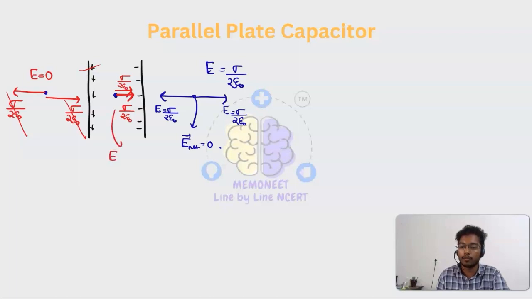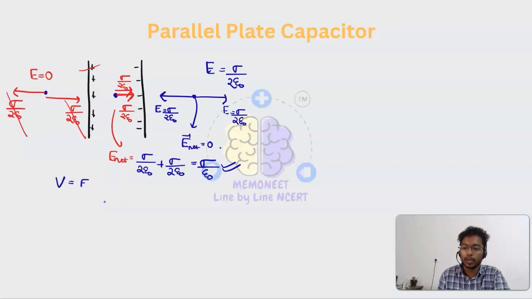So the net electric field E net will be sigma upon 2 epsilon naught plus sigma upon 2 epsilon naught, which equals sigma upon epsilon naught. So this is the net electric field between the capacitors. You can write potential is equal to E into d, which means sigma upon epsilon naught into d.